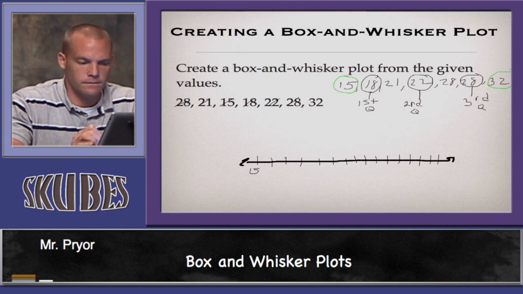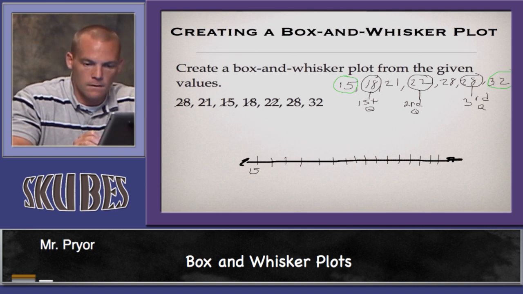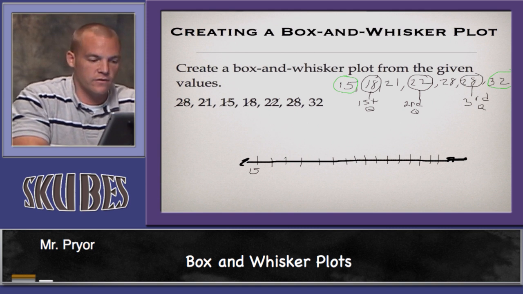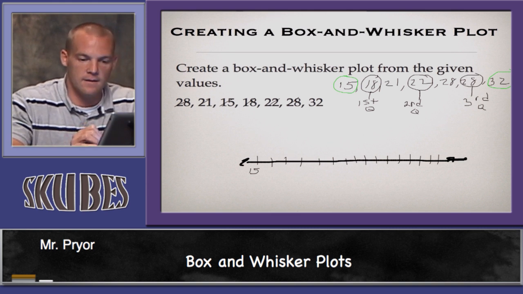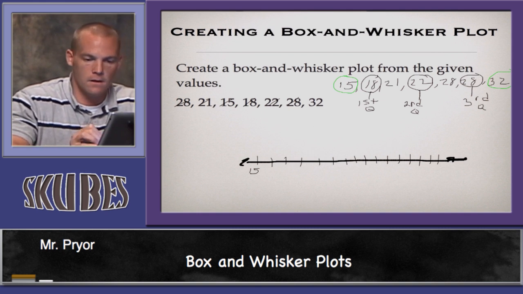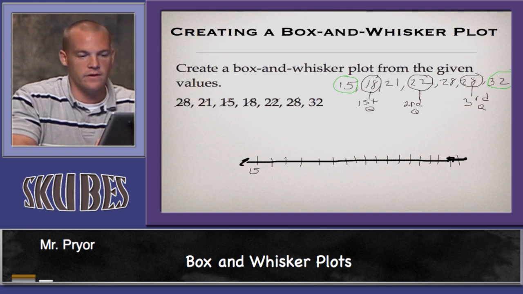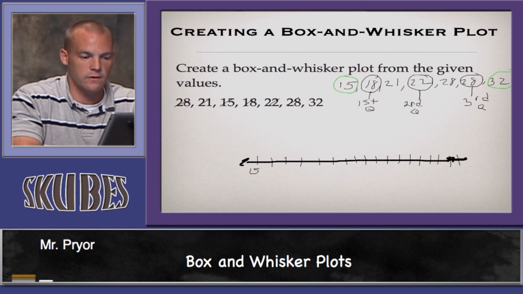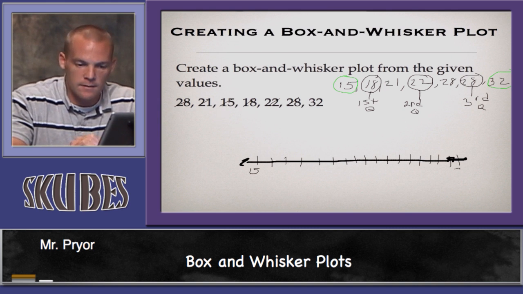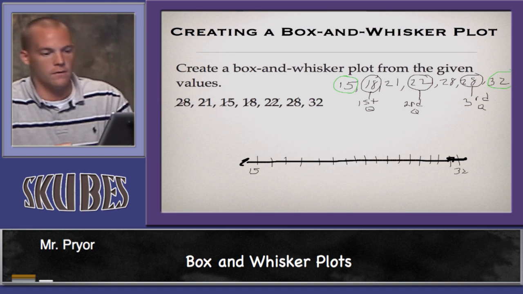So what we're going to do then, here we go, is we're going to start placing points for each of those values. So what I'm going to do first is go ahead and label a couple of values here. I already labeled 15. So 16, 17, 18, 19, 20, 21, 22, 23, 24, 25, 26, 27. All right, and I'm going to go ahead and label 32. Just wanted to make sure I had it all the way out there.